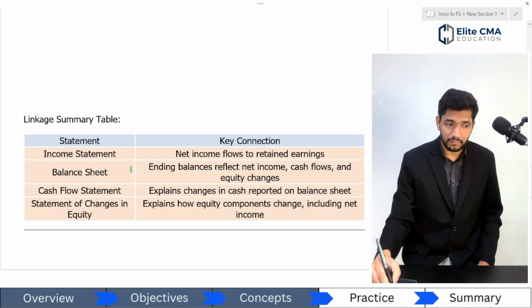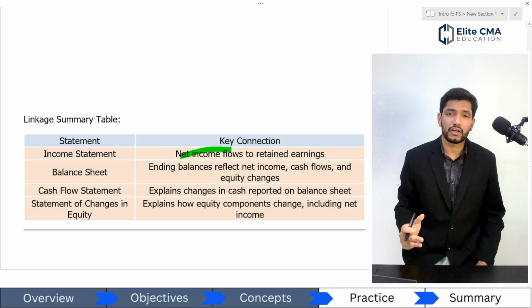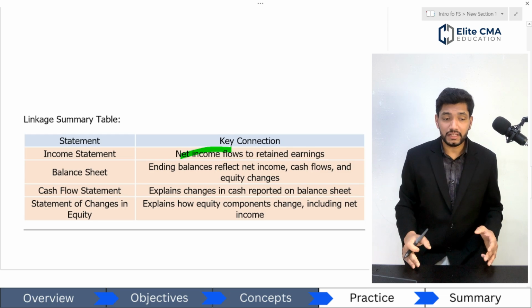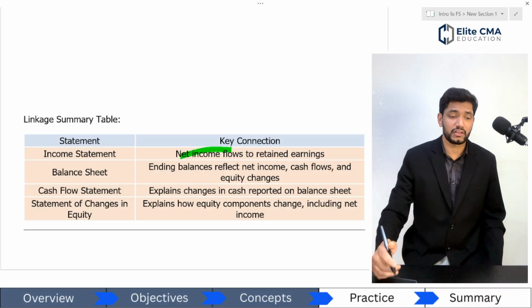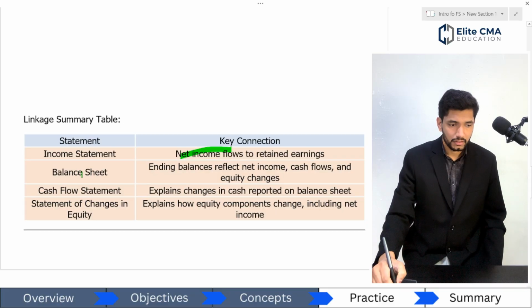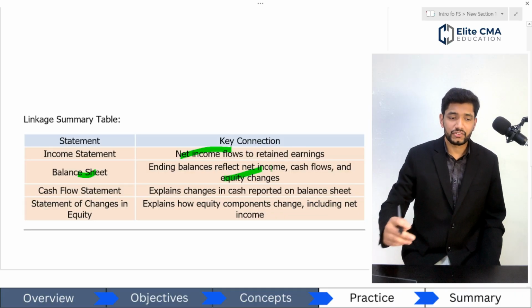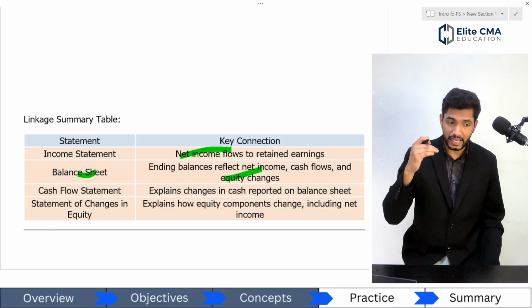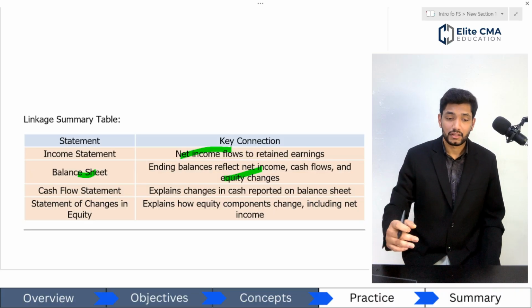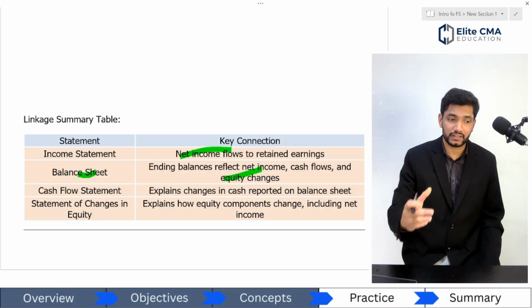Here is the linkage summary table. From the income statement, net income flows to retained earnings. In the statement of changes in equity, the net income flows into retained earnings. The ending balance sheet reflects net income, cash flow and equity changes. If there is any change in the net income, it will affect the ending balances like retained earnings, and equity changes, which will affect the balance sheet as well.